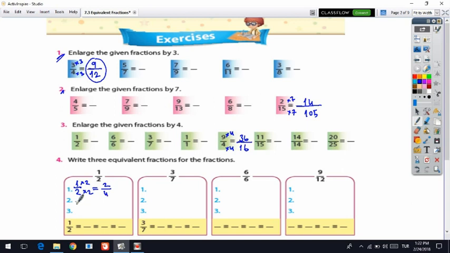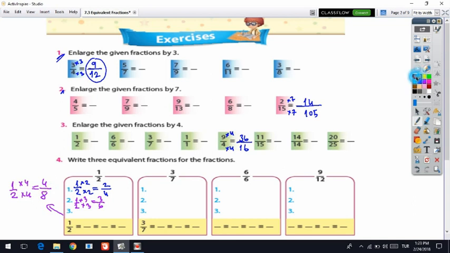Next one, I want to use a different color so you can understand well. 1/2 times 3 over 3. So 1 times 3 is equal to 3. 2 times 3 is equal to 6. The next one I am going to show you here. 1/2 times 4 over 4. 1 times 4 is 4, 2 times 4 is 8.